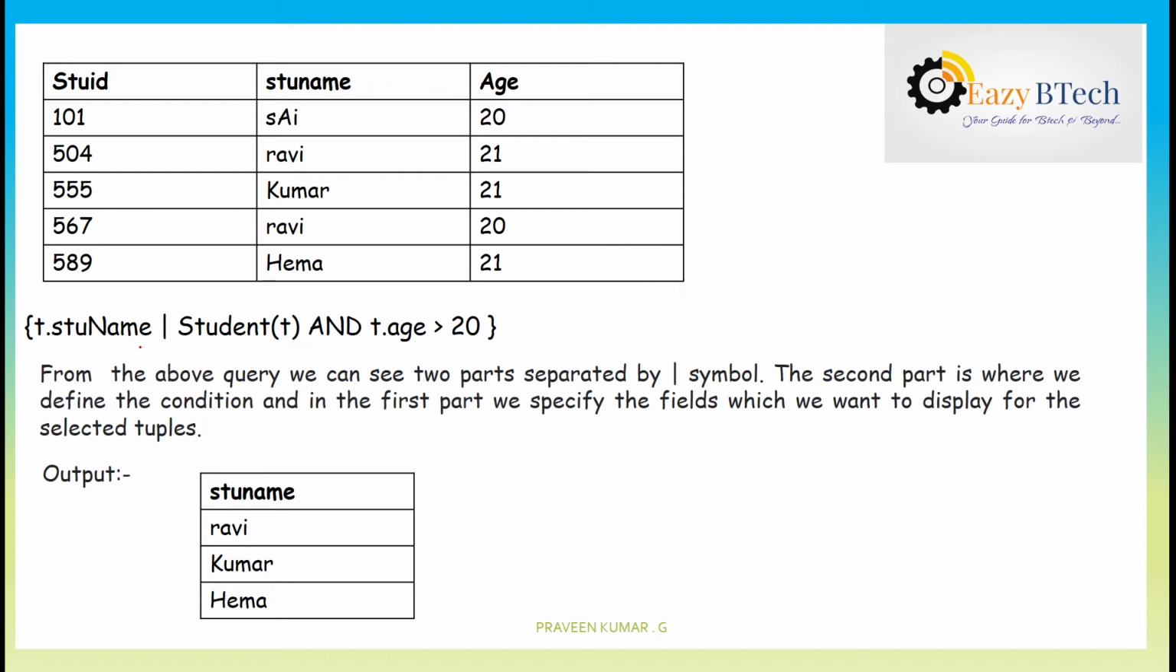T dot student name. I want to print the student name. It works on the student name. From what relation? The relation name is student, the entity name is student. And here we have to write the condition. This is the condition. What is the condition? T dot age is 20.